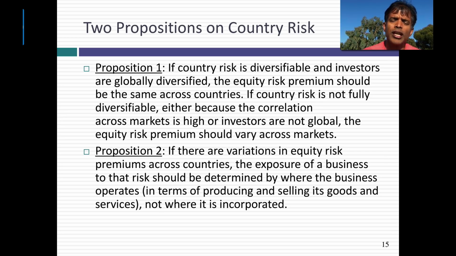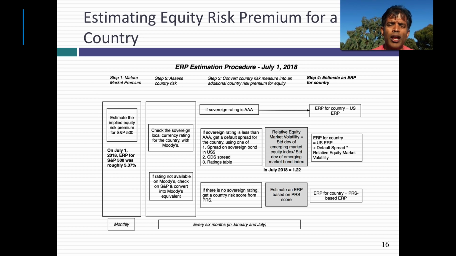The risk that a company faces should not come from where it's incorporated, it should come from where it does business. So just because you're a US company, I cannot attach the US equity risk premium to you if you get 80% of your revenues or you produce 80% of your goods in Brazil. So those are the two propositions I'm going to build on. And first, I'm going to try to compute equity risk premiums for countries because I truly believe that country risk is not fully diversifiable. Partially maybe, but not fully.